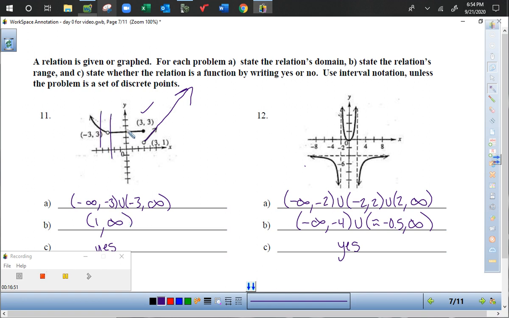This does pass the VLT because at this point it's only included in one spot. So we're good to go to call that a function.